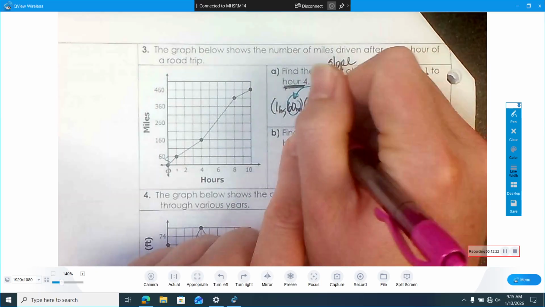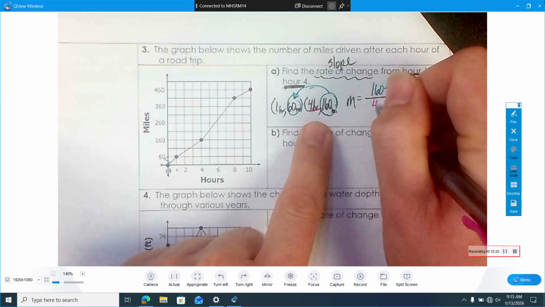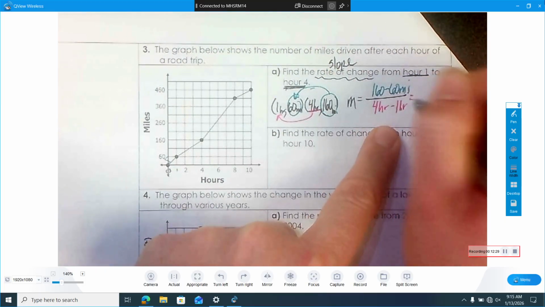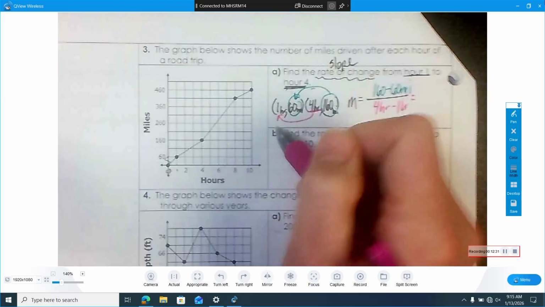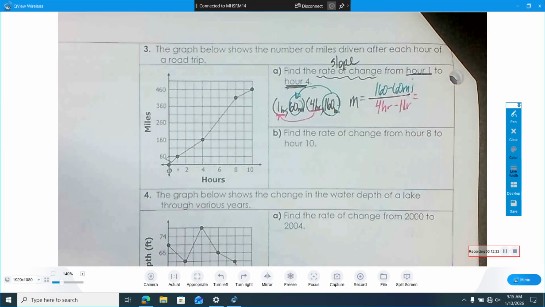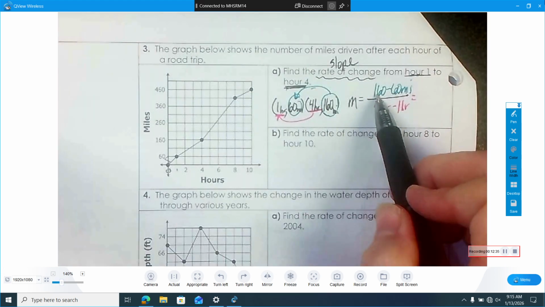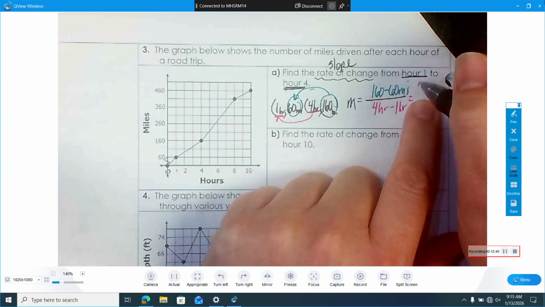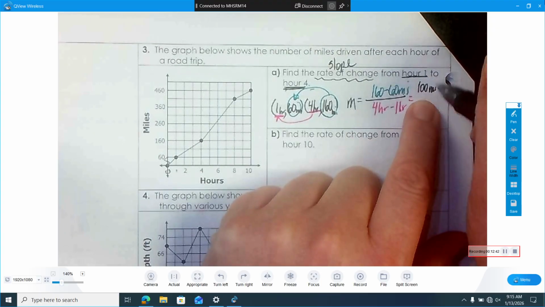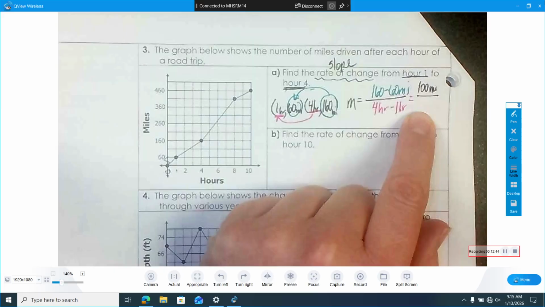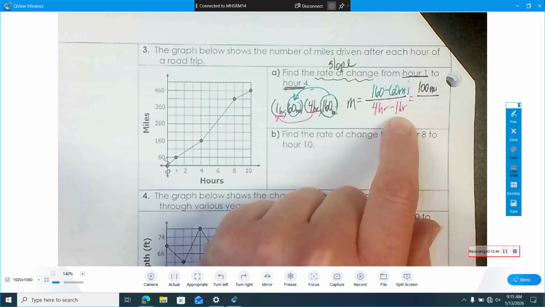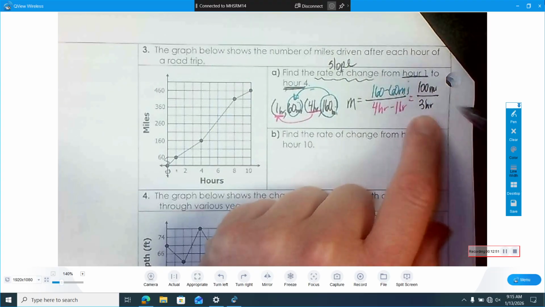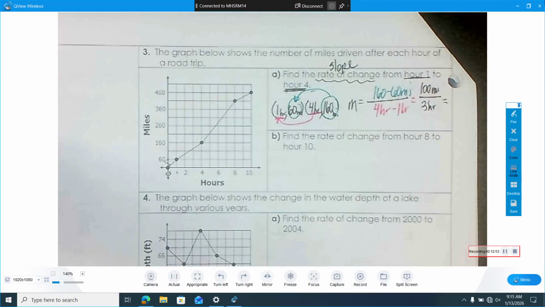Yeah, 4 hours minus 1 hour. So subtracting my y's and subtracting my x's. All right, what is 160 minus 60? It's 100, yeah. So 100 miles. Good. And then on the bottom, 4 hours minus 1 hour? 3 hours. Good. And I'm going to clean this up a little bit.